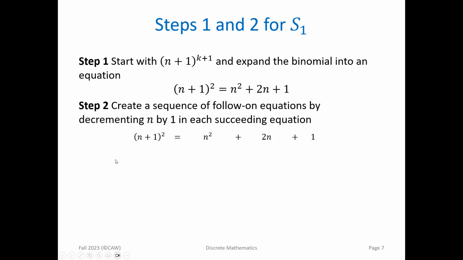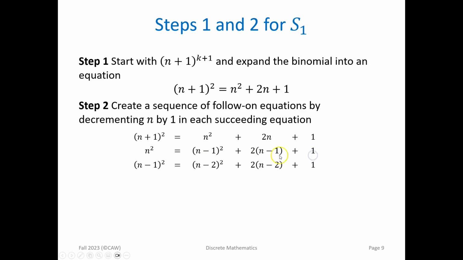Step 2, I want to create a sequence of follow-on equations by decrementing n by 1 in each succeeding equation. So we'll start with the (n+1) squared equation, and then we're going to subtract 1 from all the positions that have n and all the terms that have n in them. So n+1-1 is just n, so we now have an n squared term on the left. On the right, for this second equation, n is above it, so now it's (n-1) squared. We had 2n as the next term, so 2 times (n-1), plus 1.